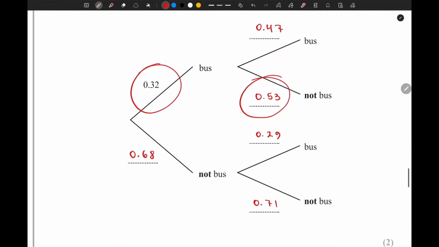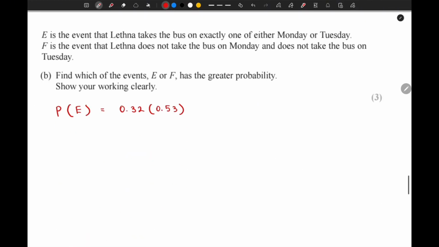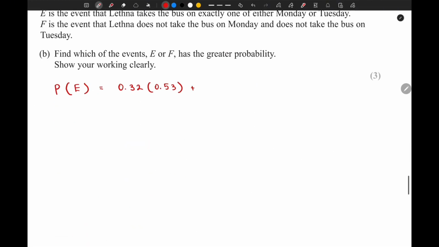Now let's look at the other combination. She may not take the bus on Monday, but she will take the bus on Tuesday, which is 0.68 times 0.29. So plus 0.68 times 0.29. So the probability for the event E is 0.3668.